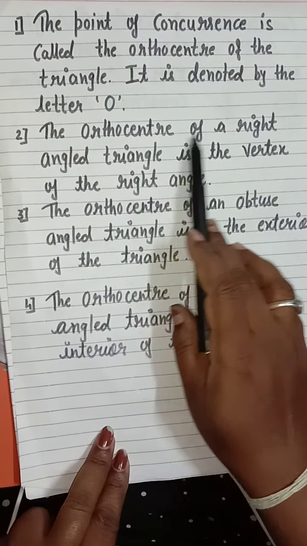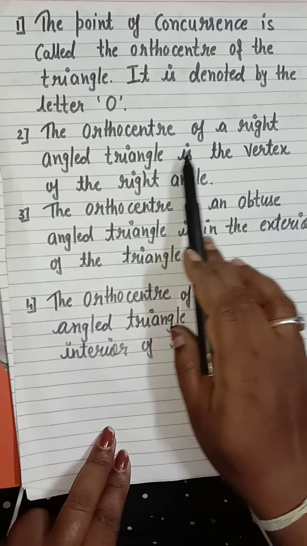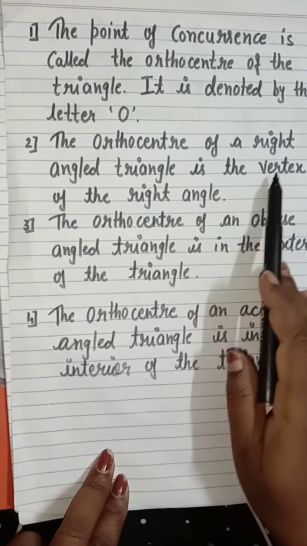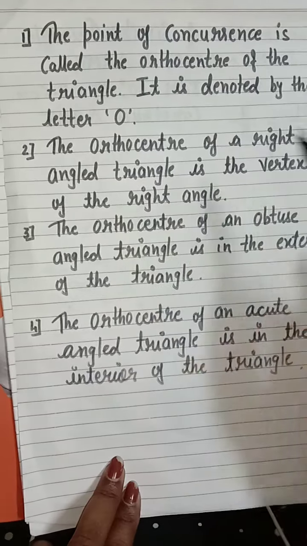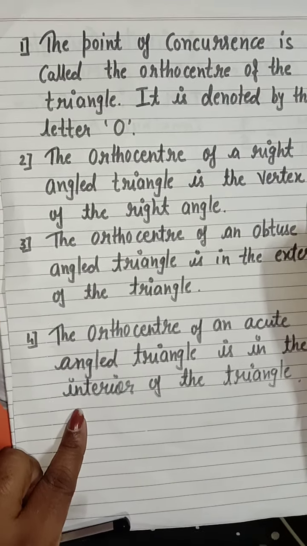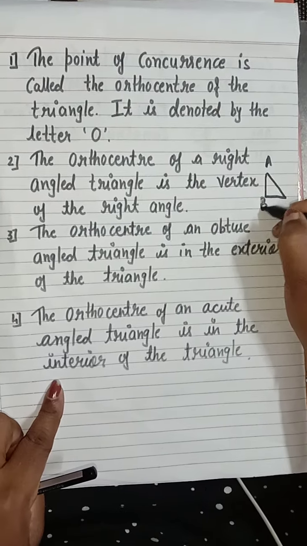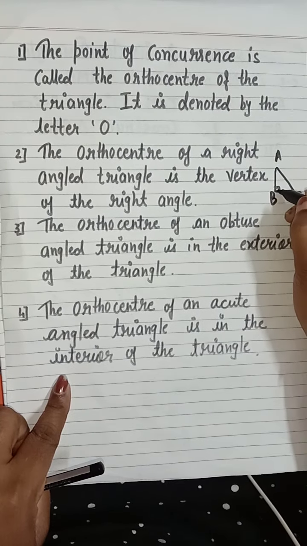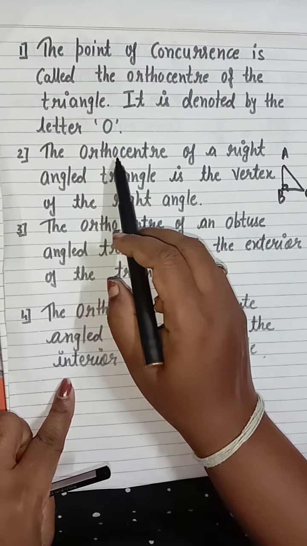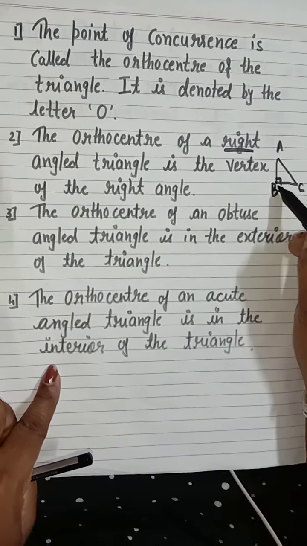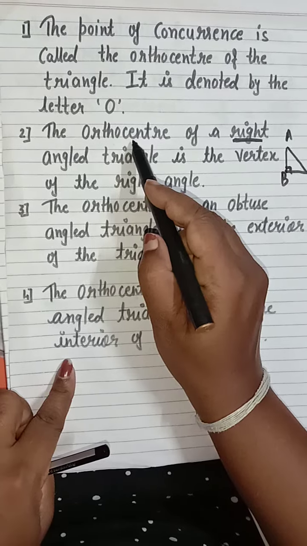The orthocenter of a right angle triangle is the vertex of the right angle. This is very important. Suppose this is a right angle triangle ABC. So point B is the orthocenter. In the case of a right angle triangle at B, the orthocenter will be there.